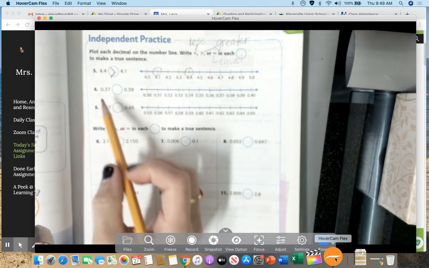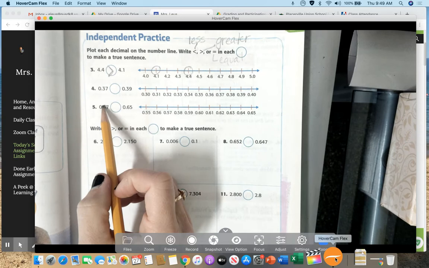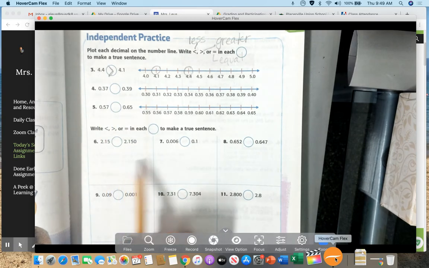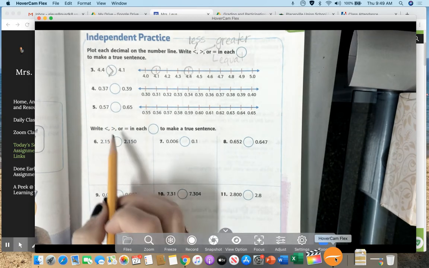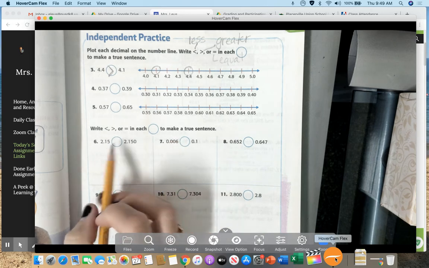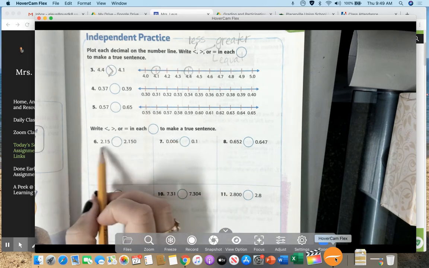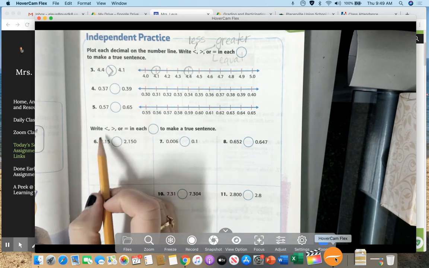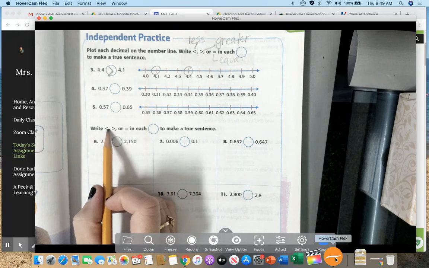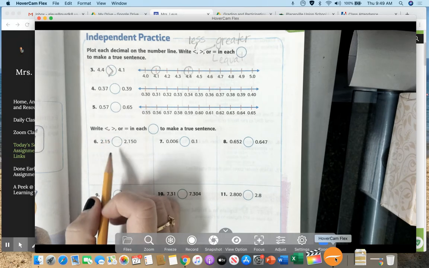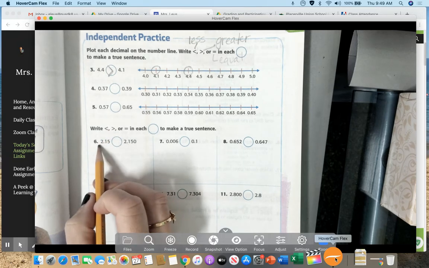Okay, so I want you to do the same thing on number 4 and number 5. Let me do a couple on here. You're going to write the same symbols to make the sentence true. So that just means which one is greater, which one's less than. Keep in mind too that the open alligator mouth should be pointing towards the bigger number. Make sure you go digit by digit.